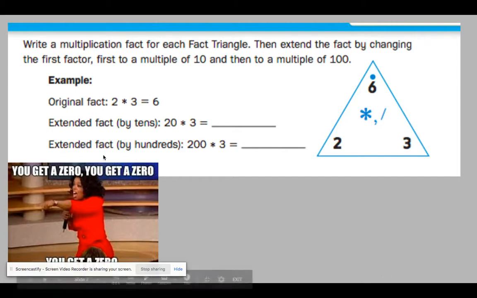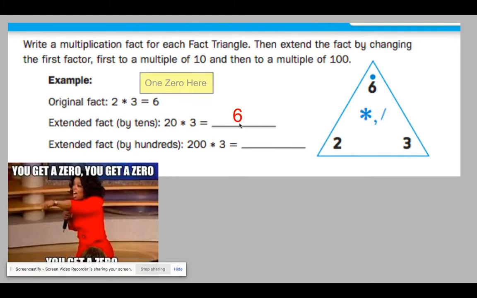In the first extended fact problem, you have 20 here. We're going to write our original fact, which is 2 times 3, and we're just going to put the answer here, 6. But you have one 0 here, which means you have to put a 0 over here in the answer. So when you extend it by a multiple of 10, 20 times 3 is 60. You get a 0, you get a 0, right?